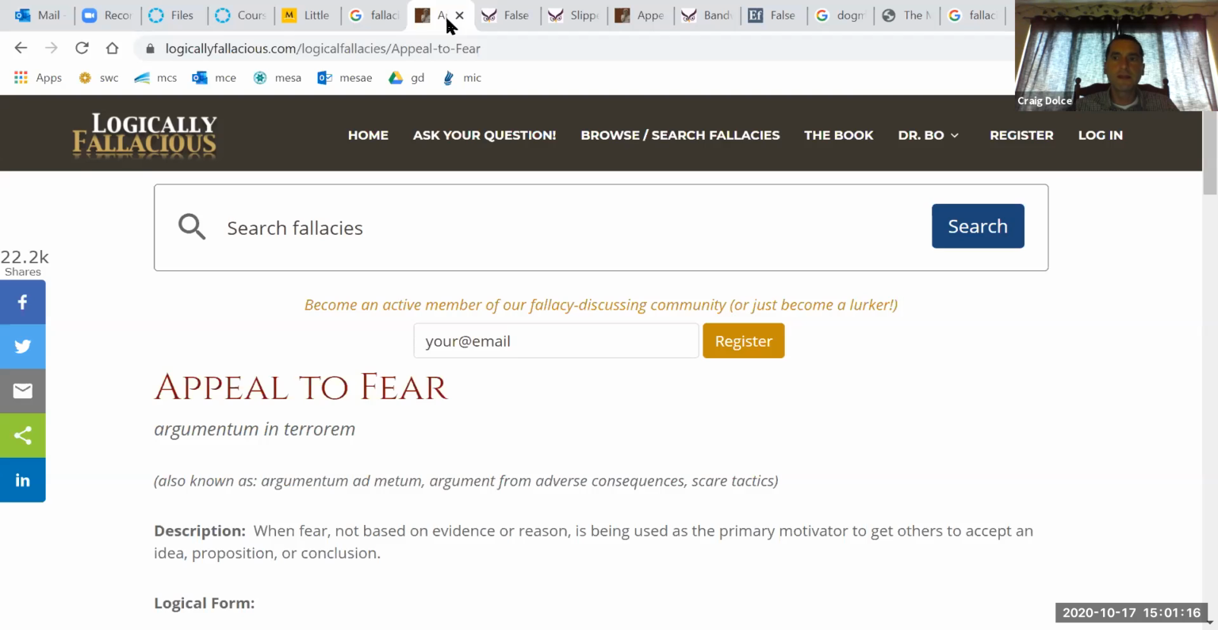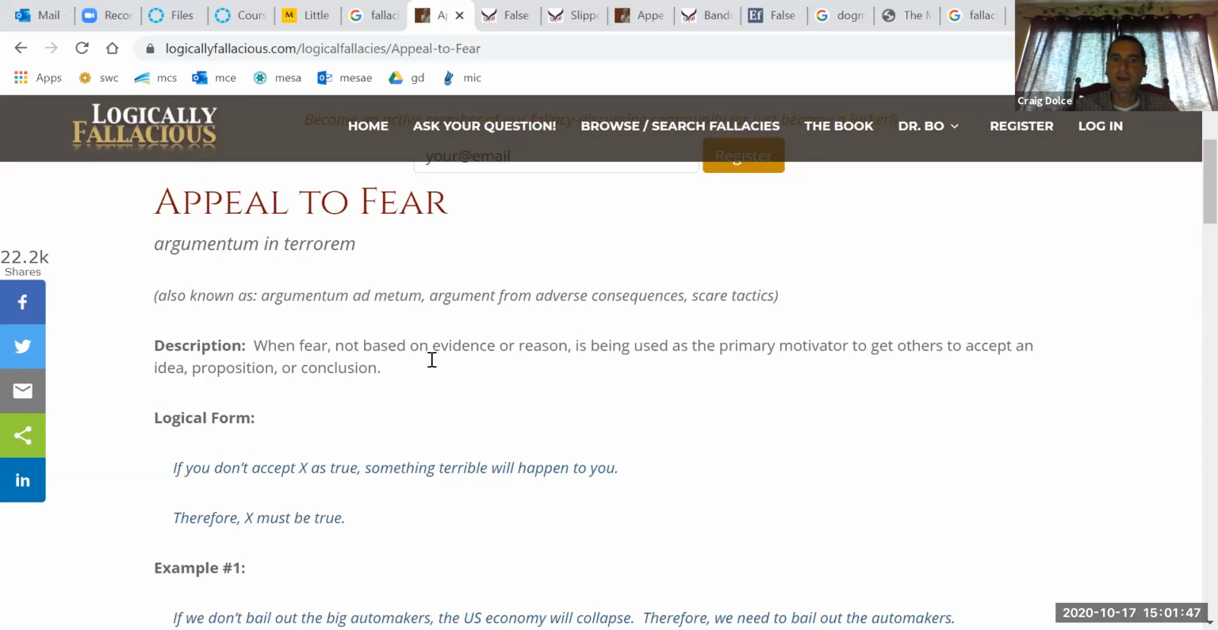Or, right, the writer, the arguer, the person who's making the fallacy feels as though scaring you into making a decision is going to work. Because again, it's an unsound or invalid argument, right? So when people try to scare you into making a decision, and fear is the basis instead of logos, that's a fallacy. When fear not based on evidence or reason is being used as the primary motivator to get others to accept an idea, proposition, or conclusion.